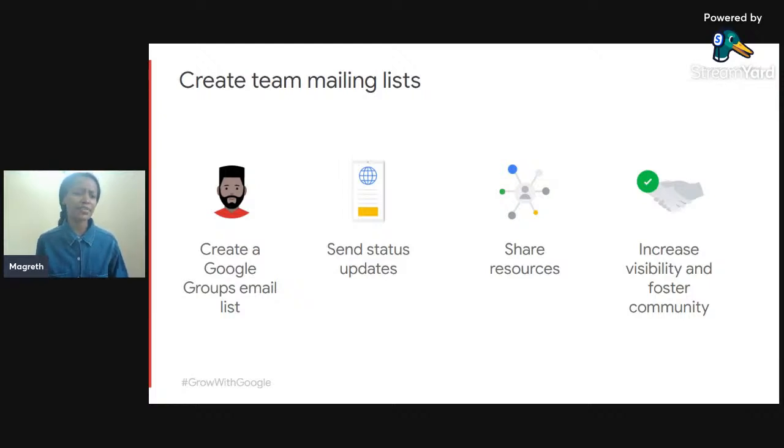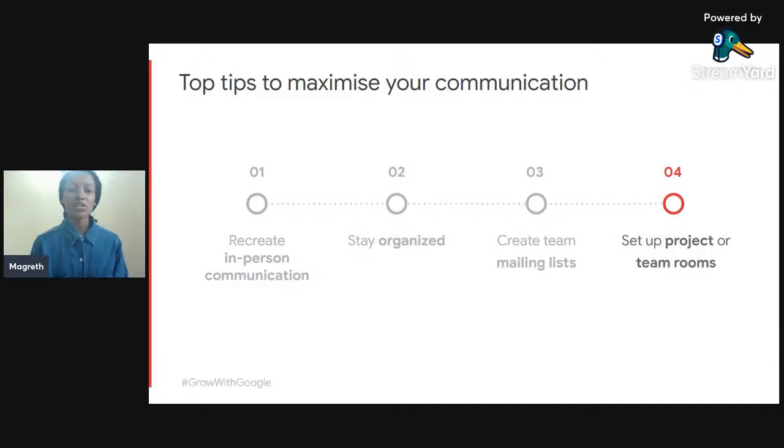So you create a Google Group email list and then set status updates to your group. Any update that happens in your company, you can update it there. You can share resources. You can increase visibility and foster community. As I was saying, instead of having to target one-to-one person, with a group email in Google Groups, you can use these emails to deliver your data or updates in a very easy manner, and it increases visibility because you're sure that each and every person has seen this information. So, top tips to maximize communication.